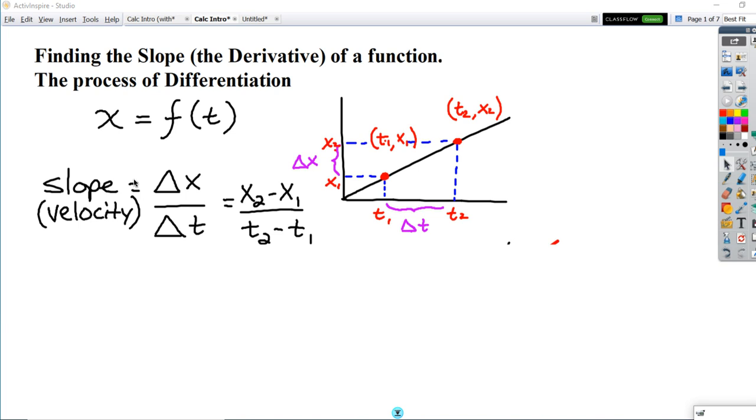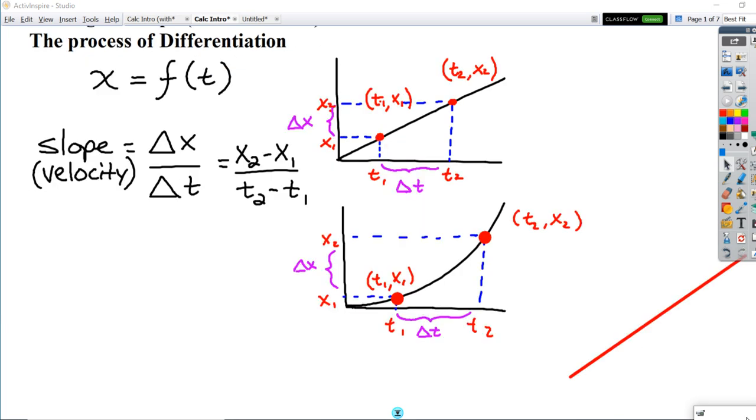The slope, which we usually say rise over run, is the change in position over the change in time. Delta x divided by delta t. That's velocity. Delta x represents the change in these two x values, x2 minus x1. Delta t is the change in time, t2 minus t1. This will get you a number, and that value represents the slope of this graph, which is the velocity of this object.